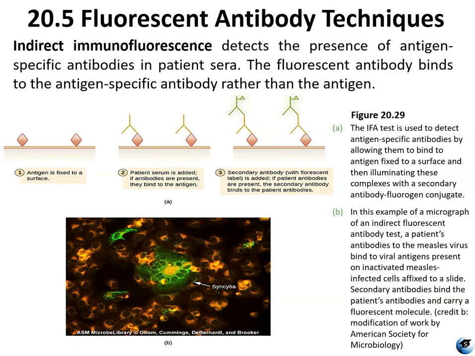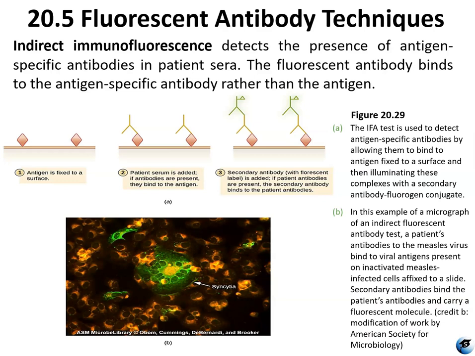All it does is, if it is there, it will attach, and it has this fluorescent tag on it, a flag. And so if it is there, it will attach and it will fluoresce under UV. If it is not there, it doesn't have anything to attach to, and therefore it will not fluoresce. In this case, you see all these bright green and yellow fluorescent molecules. This is an example of a micrograph of an indirect fluorescent antibody test, and in this case, the patient's antibodies to the measles virus were bound to viral antigens present.